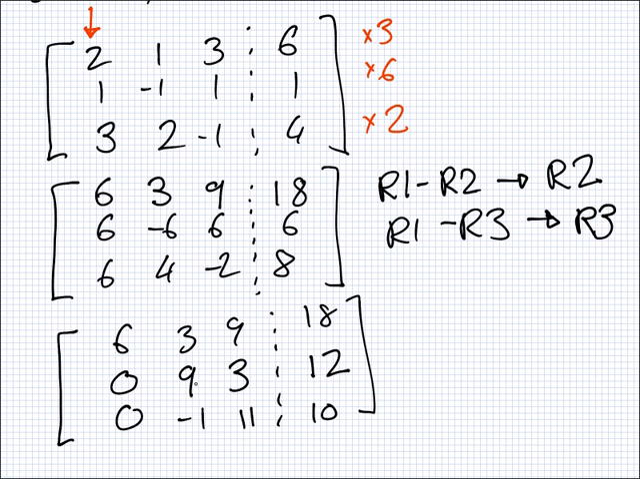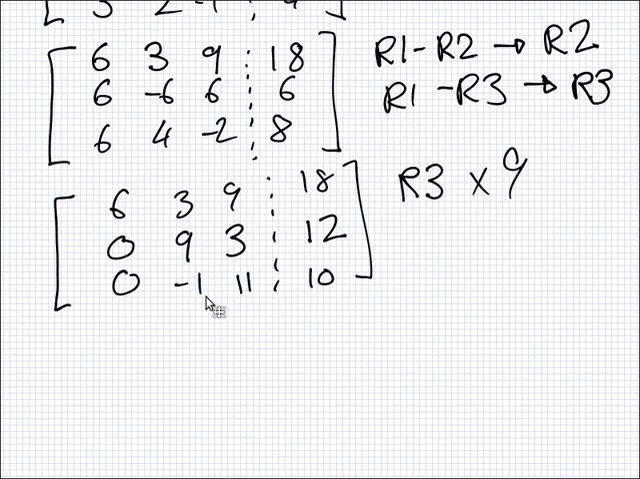So, what we could do is make these two the same. In fact, all I really need to do is take row 3 and just multiply it by 9, because then this becomes minus 9. Yeah? So let's see what happens now.